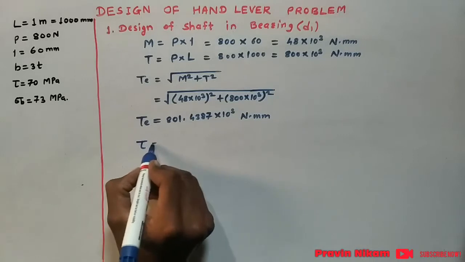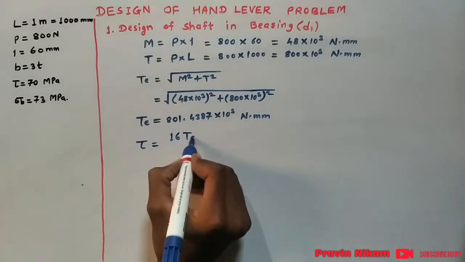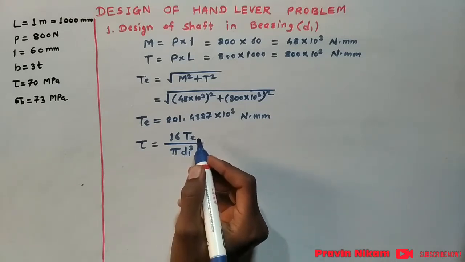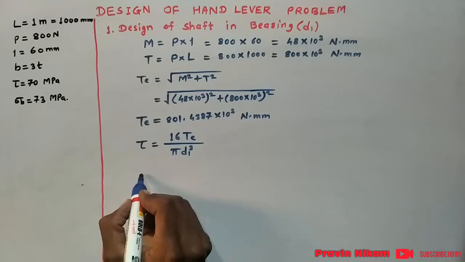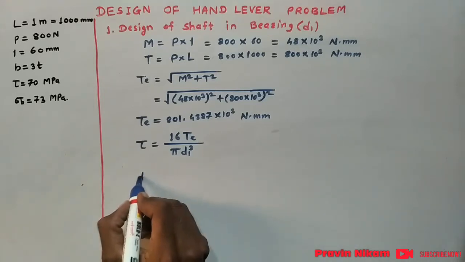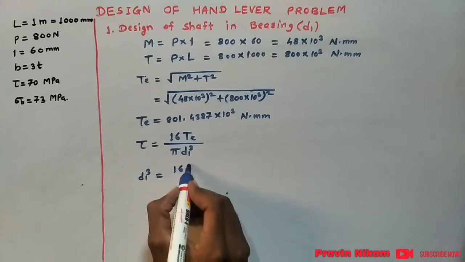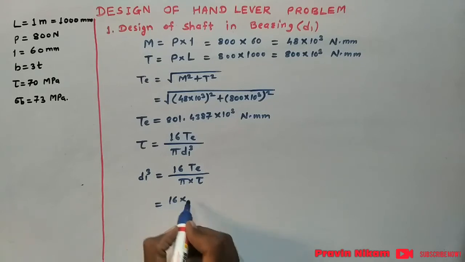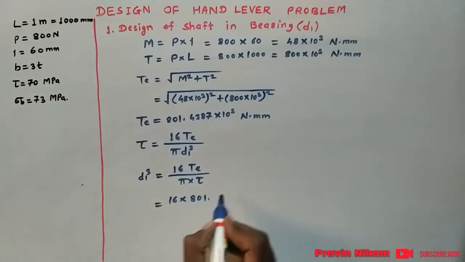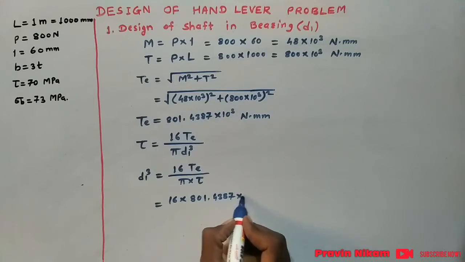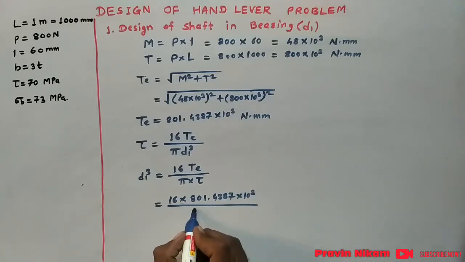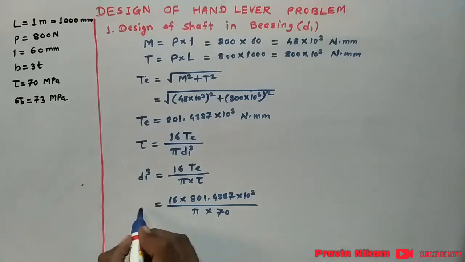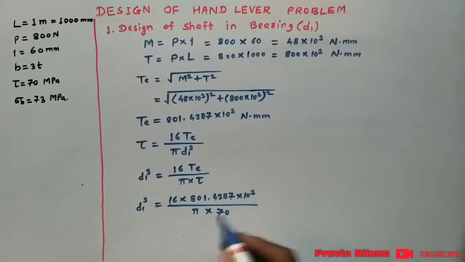Now we know that shear stress tau is equal to 16T divided by pi d1 cube. Now here we have to find d1. So d1 cube is equal to 16T divided by pi into tau. So here 16 into Te is 801.4387 into 10 raised to 3 divided by pi into tau is given, that is 70 megapascal, 70 Newton per mm square.